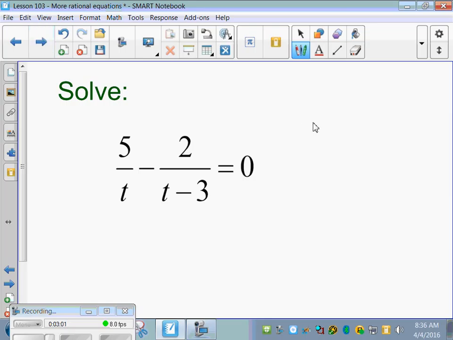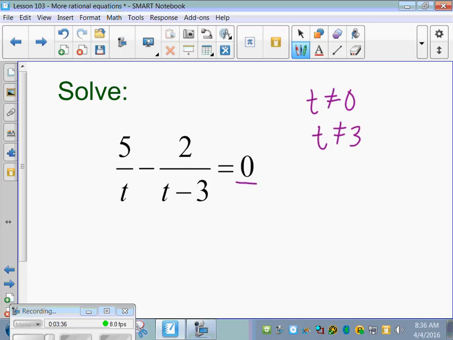So what makes it undefined? What would give me 0 right here? Right, so t cannot equal 0. Now this one right here, what would give me 0? Yes, 3 minus 3 would give me 0. So that means t cannot equal 3 because it would give me 0 in the denominator of a fraction, which is not allowed.